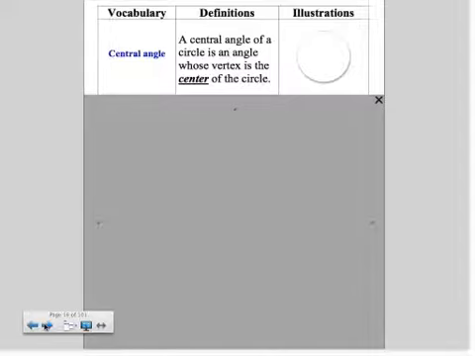So first of all, a central angle. A central angle of a circle is an angle whose vertex is the center of the circle. In other words, if this is my center point, and I draw an angle in here, then this angle would be called a central angle because, again, the vertex of that angle is the center point of the circle.